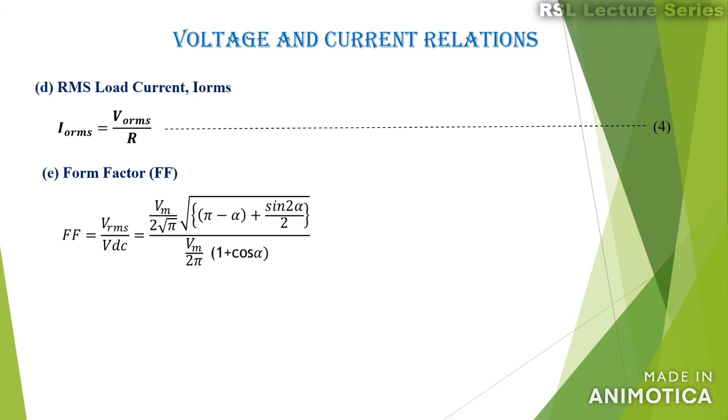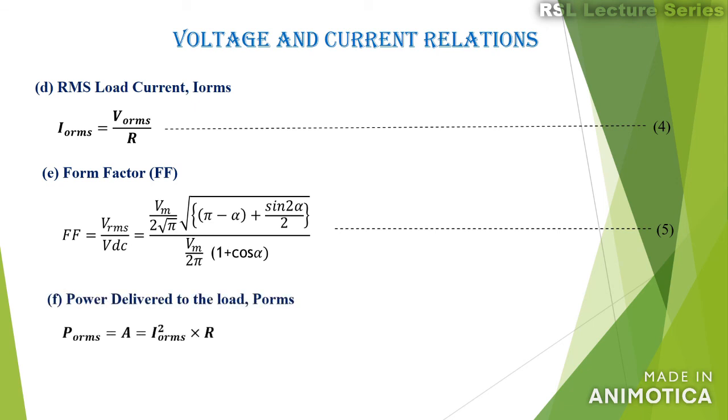So next one is the form factor. Form factor is defined as the ratio of VRMS divided by VDC, that is the RMS value of load voltage and the average value of load voltage. Already we have derived VRMS and VDC. VRMS is given by Vm by 2 root pi under root pi minus alpha plus sin 2 alpha by 2, whole divided by Vm by 2 pi into 1 plus cos alpha. So this is the form factor.